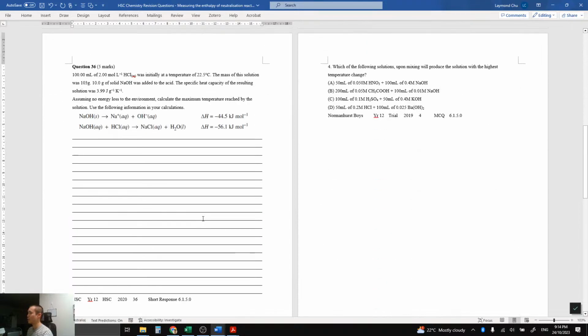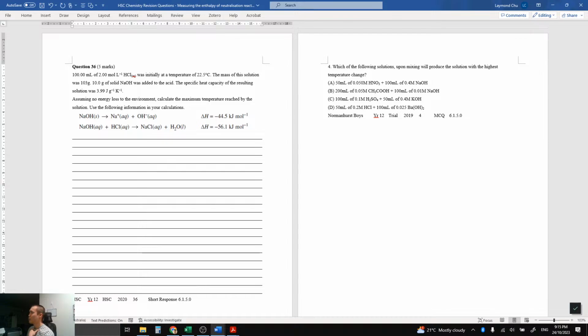Let's go on to question 36, HSC 2020. 100 mL of 2 molar HCl was initially at temperature 22.5 degrees. The mass of this solution was 103 grams. 10 grams of solid NaOH was added to this acid. The specific heat capacity of the resulting solution was 3.99 joules per gram per Kelvin. Okay, great. We've got a specific heat capacity of the solution specifically. Assuming no energy loss to the environment, calculate the maximum temperature reached by the solution.